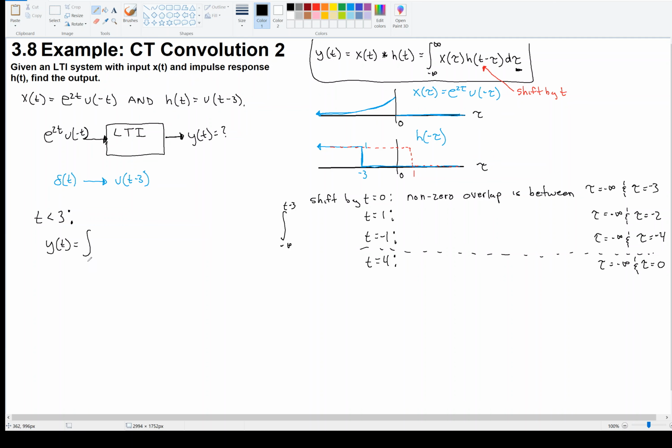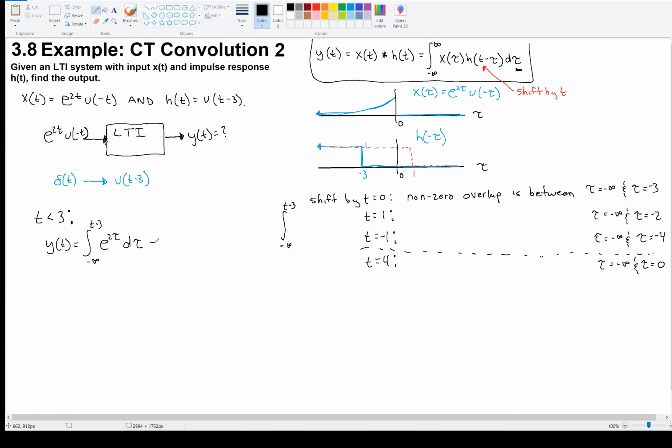So for t less than 3, the output is the integral from minus infinity to t minus 3 of x of tau. So x of tau is e to the 2 tau. And I'm dropping the unit step, because the unit step is either 1 or 0, and we're talking about the non-zero part. So I'm just going to drop it, that's 1. Times h of t minus tau, but h is just a unit step. H is just 1 or 0. And so in the non-zero overlap, h is 1. And so this becomes my integral.